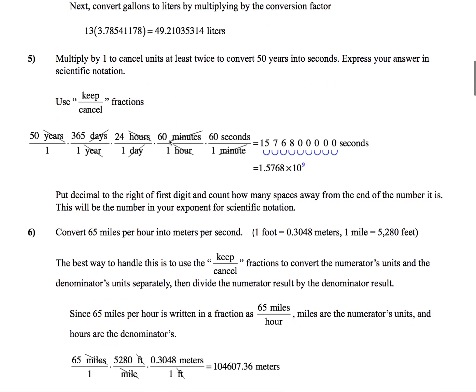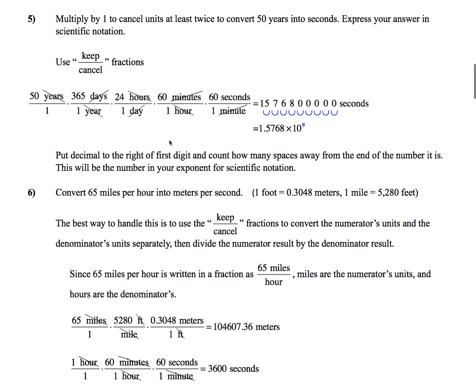Now, question 5 says multiply by 1 to cancel units at least twice to convert 50 years into seconds. You then express your answer in scientific notation. So when we multiply by 1, we want to multiply by what I call keep-cancel fractions. The units we want to cancel will be in the denominator, and the unit we ultimately want to keep is going to wind up in the numerator.